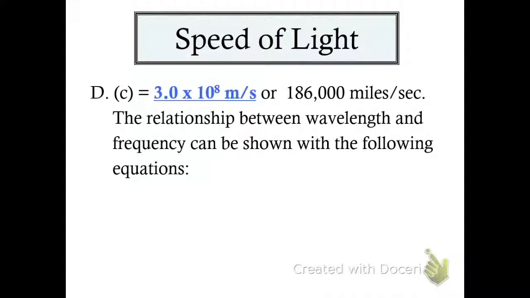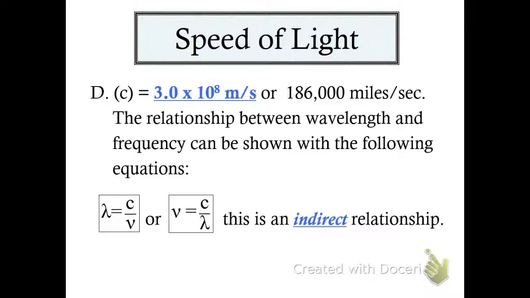I mentioned that electromagnetic energy moves at the speed of light, which is 3 times 10 to the 8th meters per second, or just to give you another frame of reference, that's 186,000 miles every second. Incredibly fast. The relationship between wavelength and frequency can be shown as follows: wavelength is equal to the speed of light over the frequency. In other words, they are inversely related. So as the wavelength goes up, the frequency goes down.